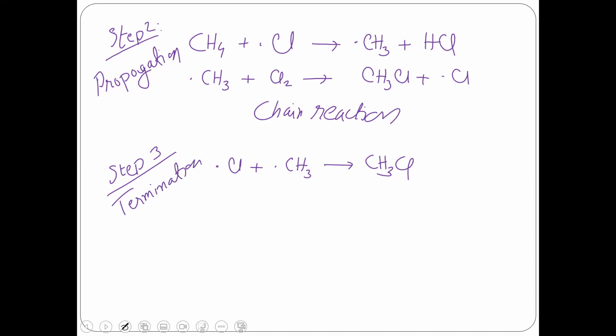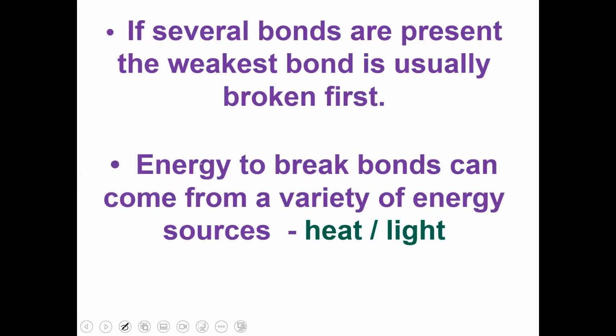The first step, when chlorine free radicals are produced, is called initiation. In step 2, when chlorine free radicals attack methane, further free radicals are produced. It keeps on going like a firework, and this is called propagation. And when 2 free radicals bump into each other, it is called the termination reaction.